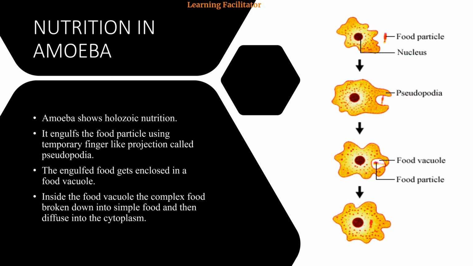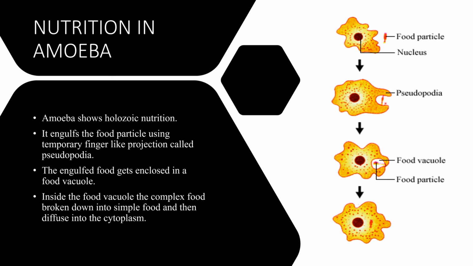Nutrition in amoeba. Amoeba shows holozoic mode of nutrition in which it takes the solid food material and then breaks it down. So here you can see this is amoeba and this is the food particle. When amoeba sees the food particle, it gets closer to the food particle and then it extends its body part to form a pseudopodia. In this picture you can see the pseudopodia, which is a temporary finger-like projection formed by the amoeba, and it helps to engulf the food.